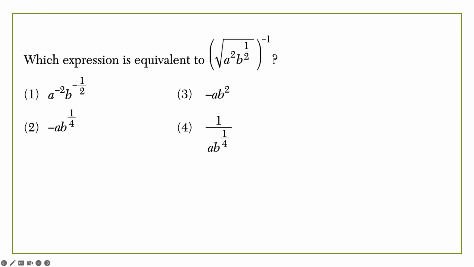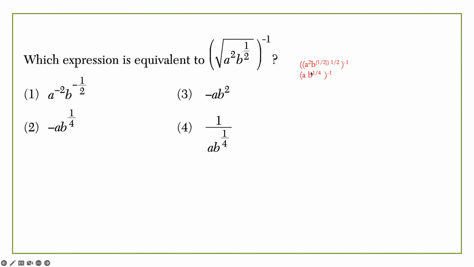So, this is the last of the videos for the year, and I still make a sloppy mistake all the time. So the first thing is, what's under the radical is a squared b to the 1/2. And then, because I'm square rooting that, I'm going to raise that whole thing, this parenthesis should be longer, to the 1/2 power. And then, of course, to the negative 1. So just working from the innermost parenthesis out, a squared to the 1/2 is a to the 1, right? Because 2 times a half is 1. And b to the 1/2 raised to the 1/2 is a half times a half, which is a quarter.